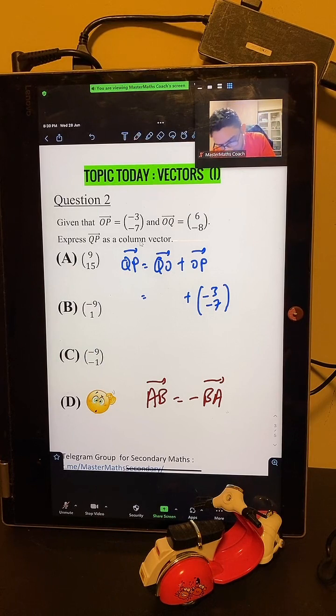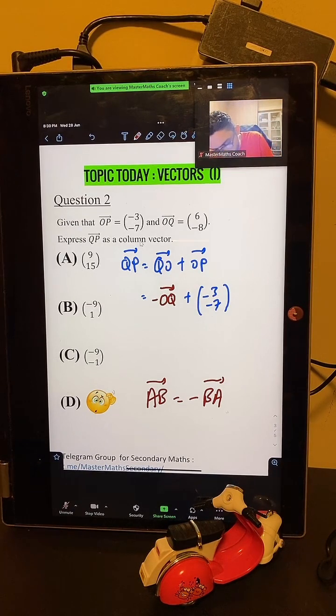So in this case, QO I do not have, but I have OQ. So how can I make them equal? Yes, you can make them equal, but you have to put a negative in front of OQ when you flip the letters. I hope you are clear on this trick. Again, this is a trick for vectors. When you swap the letters, just put a negative sign in front, that's all.